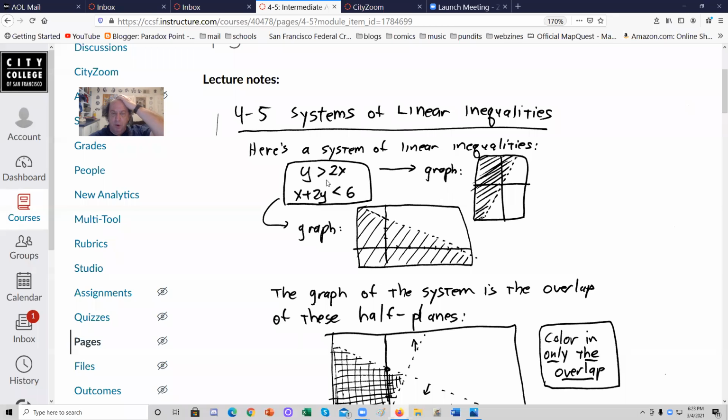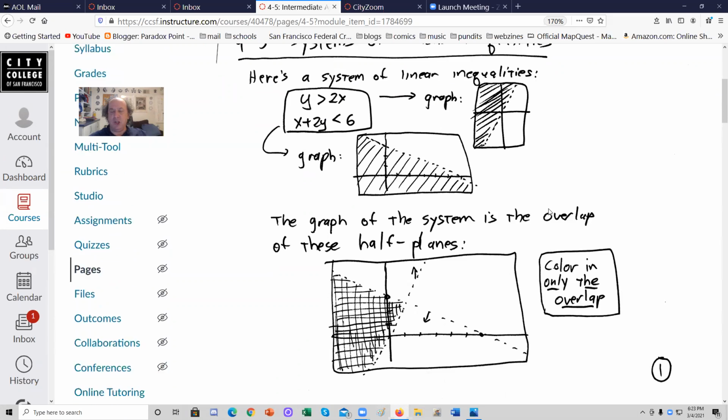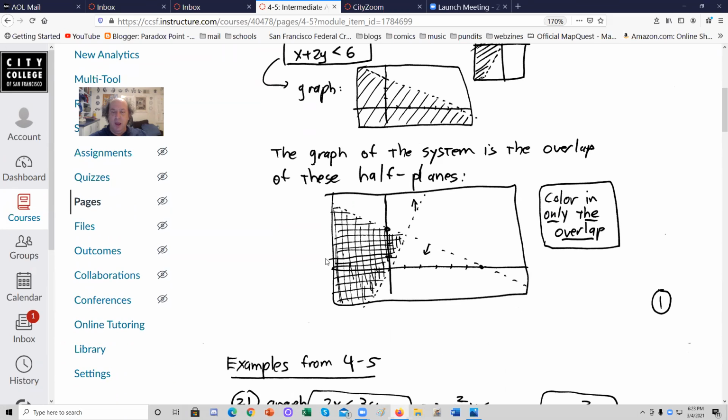Now, if we want both of these to be true, what we must do is find the overlap, the intersection of these half planes. And this is what it looks like. It looks like a quarter of the plane.